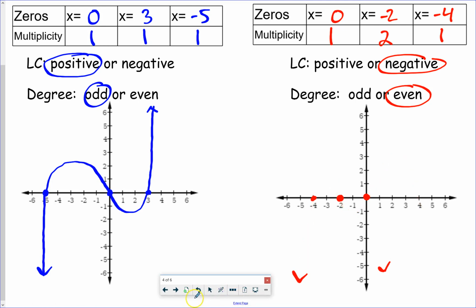You do that too. Oh, you have to value. Wait, 1, 2, 1, 2. What does a multiplicity of 2 look like? It's going to touch it. Good. It's just going to touch it and bounce away.